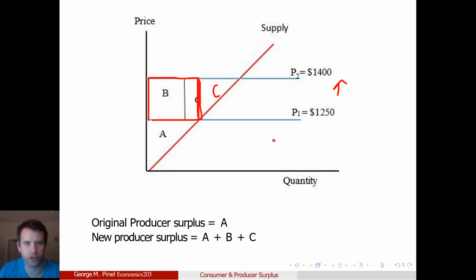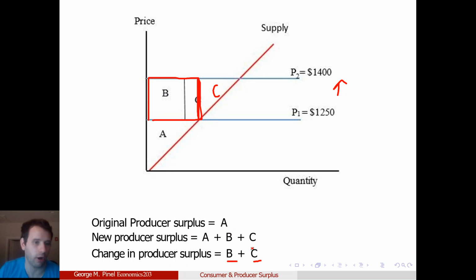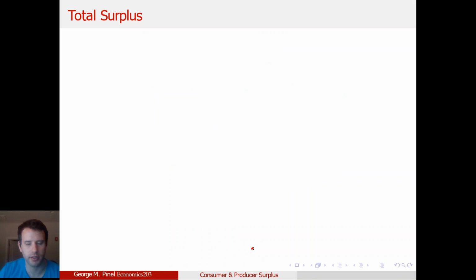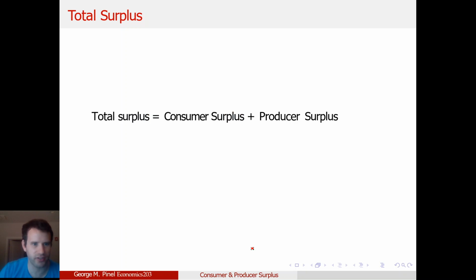So the new producer surplus is A plus B plus C. Change in producer surplus is B plus C, where B is existing goods now being sold at a higher price, and C is new goods being sold at all. The addition of new goods on which you can gain producer surplus. And then the final concept is total surplus, and that's very easy. It's just your consumer surplus plus your producer surplus.